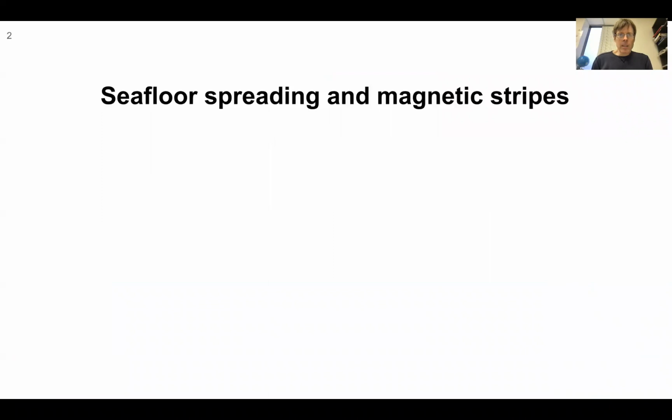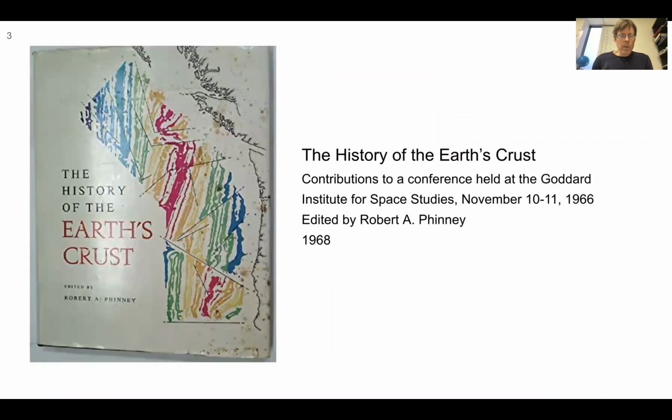The topic is seafloor spreading and magnetic stripes. We start with a picture of the cover of a book called The History of Earth's Crust, published in 1968, following a conference held in 1966. We see this intriguing picture that we'll dive into here.